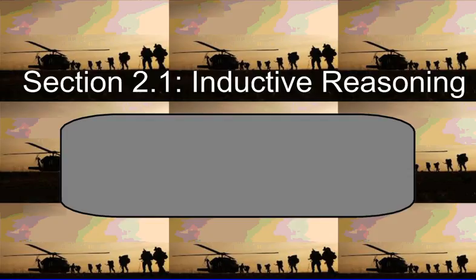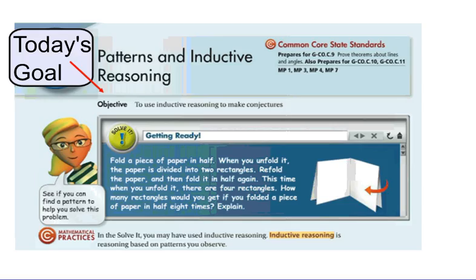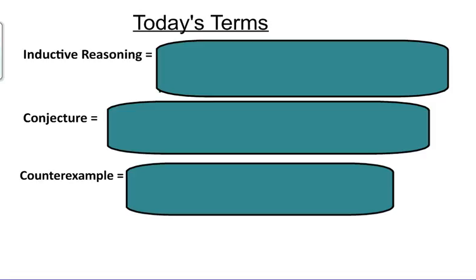So we're going to start off section 1 talking about what inductive reasoning is. So, well, let's jump right in. Here's the goal. It is to use inductive reasoning to make conjectures. So there we go. We have a couple of vocabulary terms we're going to start off with right away, because they deal directly with what we're doing today.